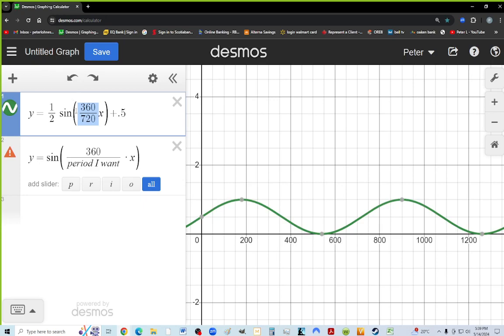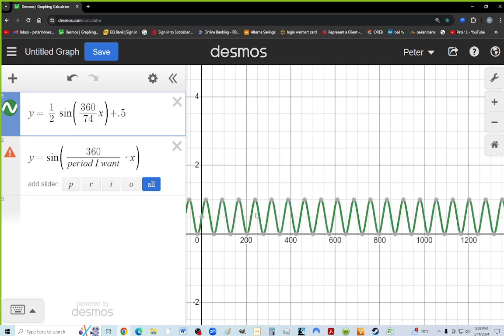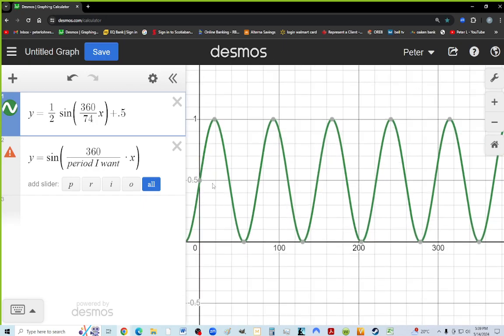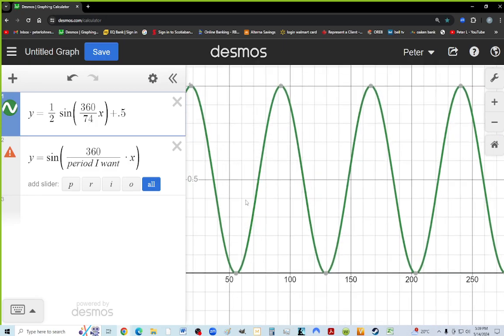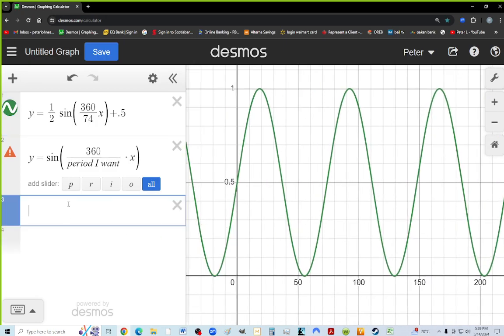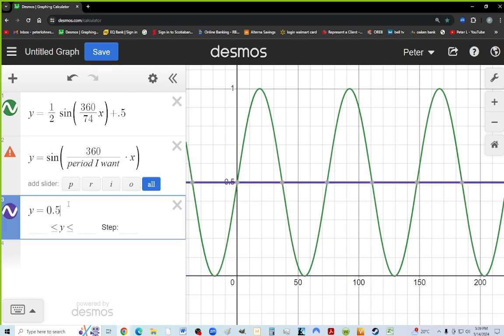Sure. Let's go check out our period and see if it works. Okay, so here's the beginning of my sine curve. Let's see if it ends at 74. So one of the problems is I don't have a nice line in there like the axis. So there we go. Now I can click on that little dot.